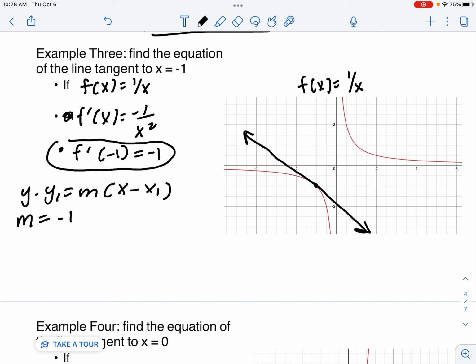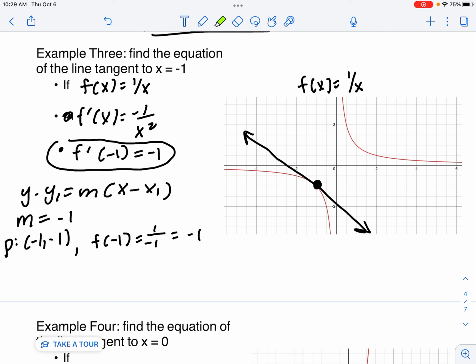But again, your graph, when it got printed out, might not be as clear, or maybe sometimes you wouldn't be given the graph. The way that you would figure that out is that you would just plug in -1 to your original function. So you do 1 over -1, and that equals -1. So that also gives me the point -1, -1.